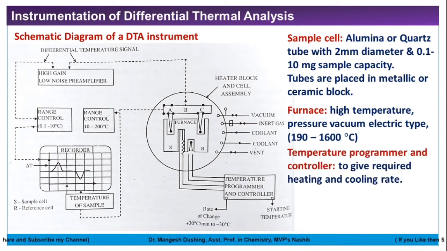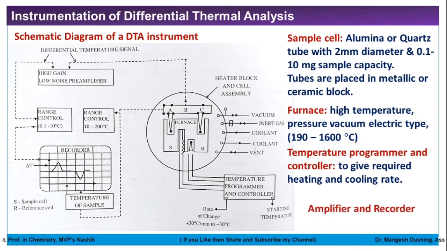Next is temperature programmer and controller. So this is temperature programmer and controller. The temperature programmer provides the required heating and cooling rate. Modern differential thermal analysis instruments make use of solid state electronic temperature controller. In these controllers, the signal from the thermocouple in the furnace is compared electronically against a reference potential, which can be programmed to give a number of heating modes and heating rates. For that purpose, temperature programmer and controller is used.